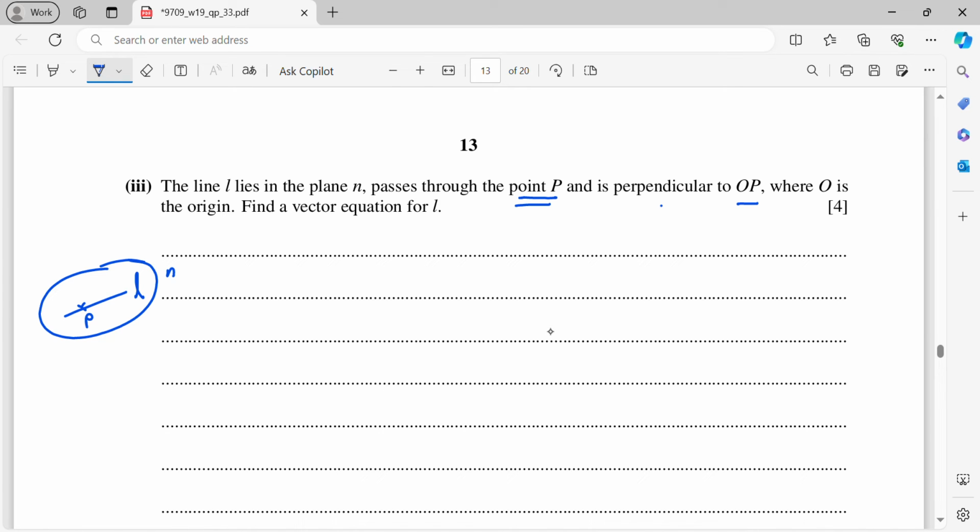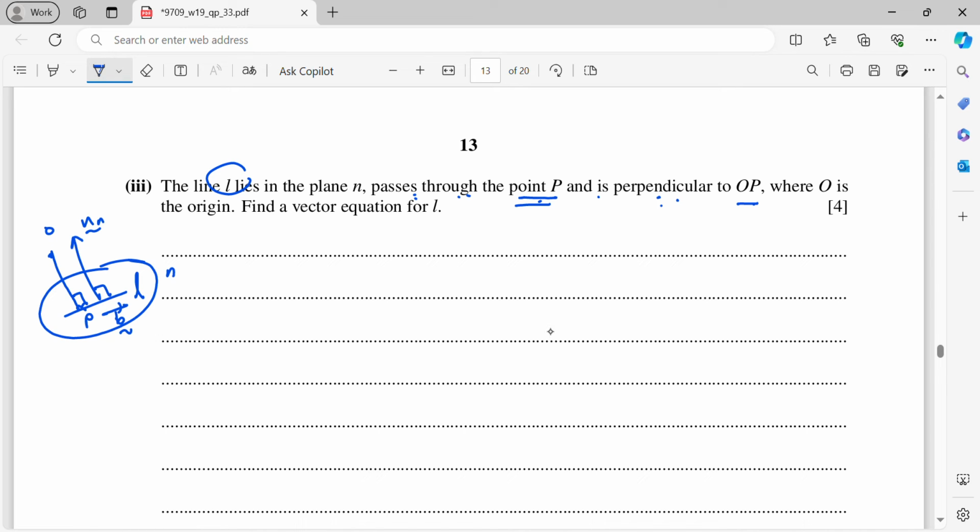Right, so from here I know that the line must have direction vector B, and this direction vector B will be perpendicular to the normal of N. So now I need to find out what my B is. Since P is on the line, the line L lies in the plane, passes through P and is perpendicular to OP. That means O is somewhere here. So OP.